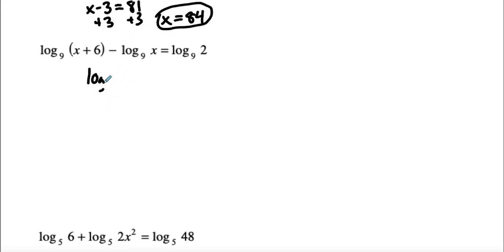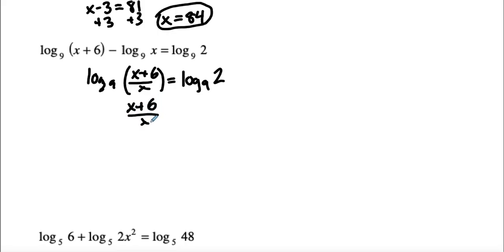So log base 9 of x plus 6, minus means we're going to divide. So we're going to have x plus 6 divided by x. Now we have the thing we had in the first problem: log base 9 of something equal to log base 9 of something else. So we can get rid of the logarithms and just set the two arguments equal to each other.